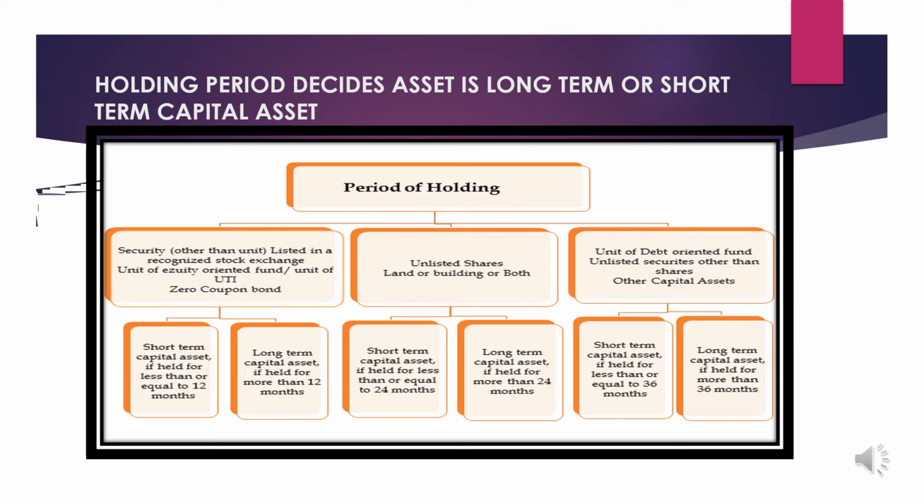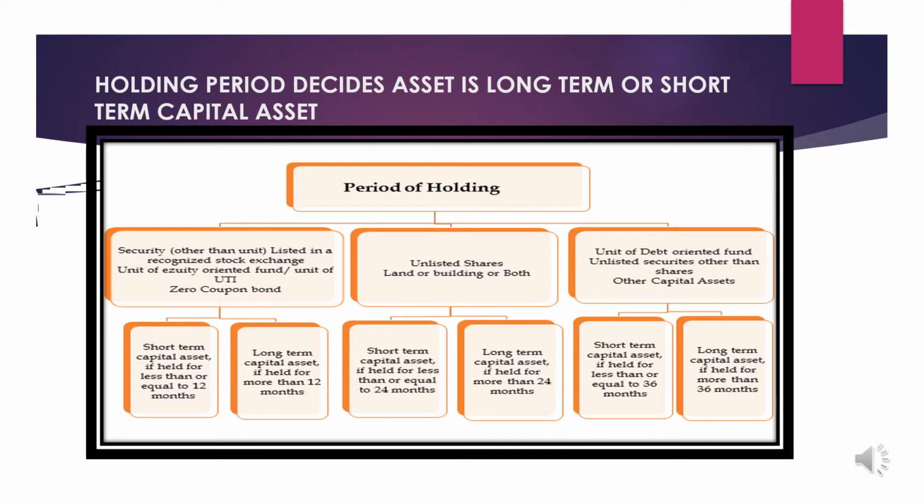So let us quickly go through this image. In case we are talking about a security which is listed in a recognized stock exchange, or we're talking about UTI units which are transferred, then if their holding period is less than or equal to 12 months, we will say it is a short-term capital asset. And if the holding period is more than 12 months, we'll say it is a long-term capital asset. Similarly, if we are talking about land and building or unlisted shares, in that case, the time period is 24 months. Less than or equal to 24 months holding period will make it a short-term capital asset, and holding it for more than 24 months will make it a long-term capital asset.